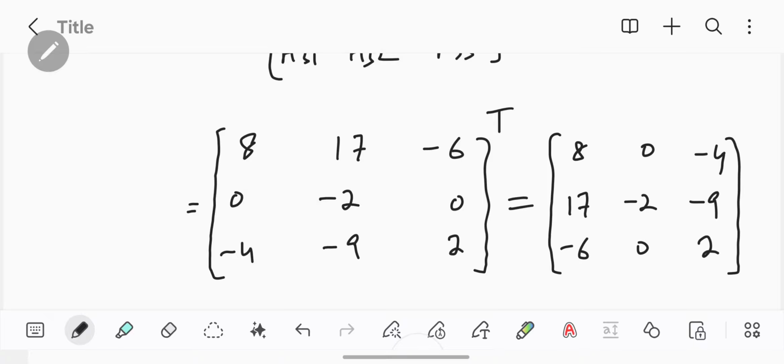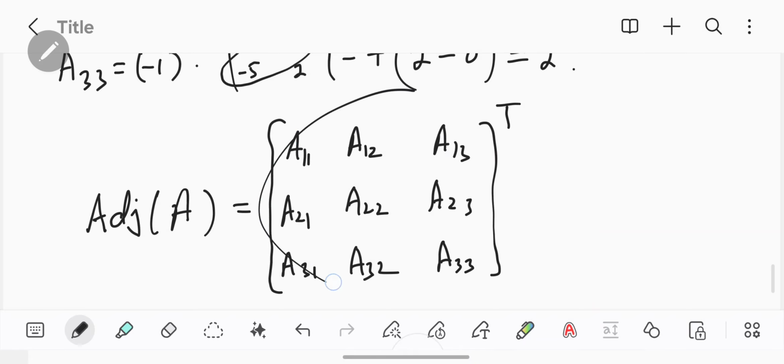In this way, you can find the adjoint of any matrix. The main important thing is how you can find the cofactors of a matrix. If you are able to find the cofactors of a matrix, then you will just put the cofactors inside and just take the transpose. And the result which you will get will be the adjoint of the matrix.